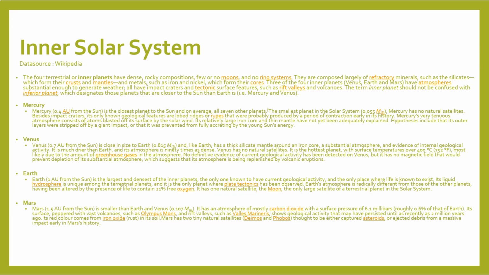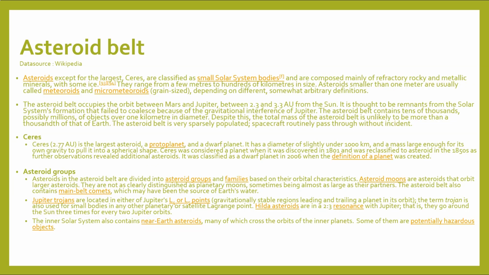Its surface is peppered with vast volcanoes such as Olympus Mons and rift valleys such as the Valles Marineris, which show geological activity that may have persisted until as recently as 2.2 million years ago. Its red color comes from the iron oxide in its soil. Mars has two tiny natural satellites, Deimos and Phobos, thought to be either captured asteroids or ejected debris from a massive impact early in Mars's history.